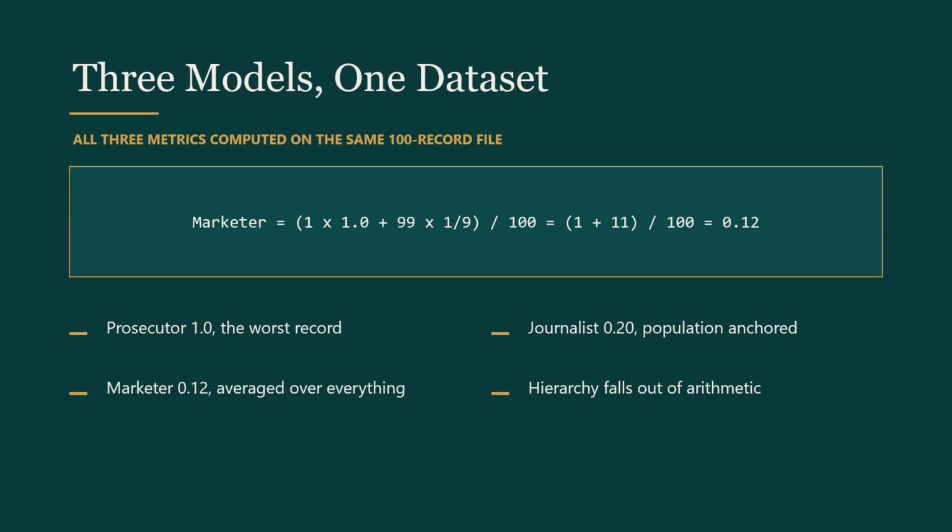Line them up. Prosecutor 1.0, journalist 0.20, marketer 0.12. Prosecutor is greater than or equal to journalist, which is greater than or equal to marketer. You did not assume the hierarchy. You computed it, and it will hold on every file you ever touch, because population classes are never smaller than sample classes, and averages are never larger than maxima.